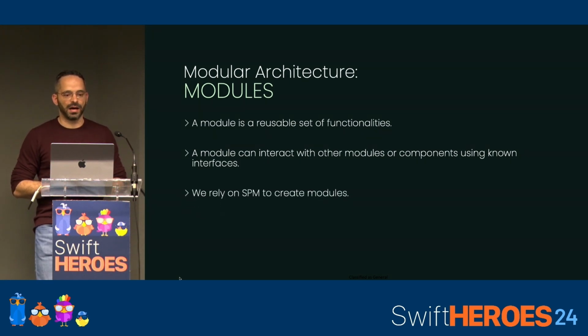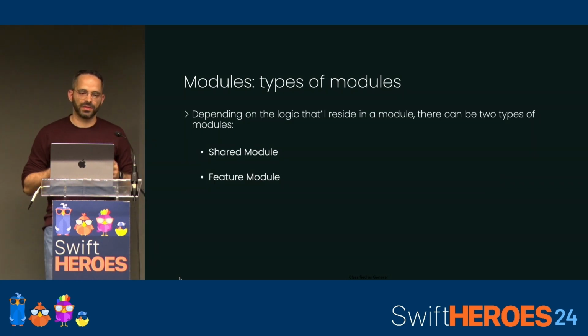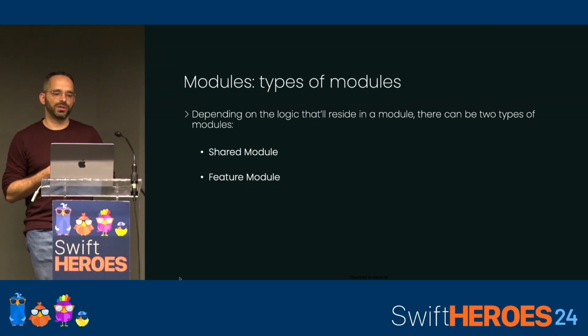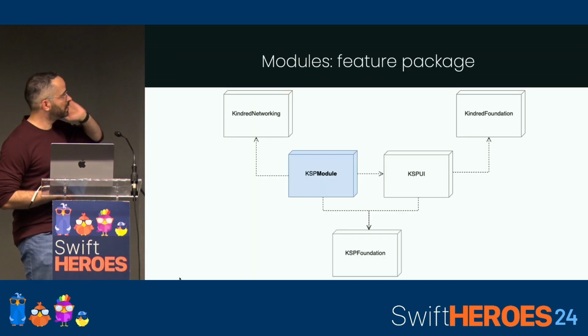We use SPM, as I've been saying, to create these modules. And there are two basic types of modules that we use: shared modules, which contain stuff that has been used by two or more feature modules, and feature modules, which is where we include the concept of modular monoliths. This is how a feature module looks.